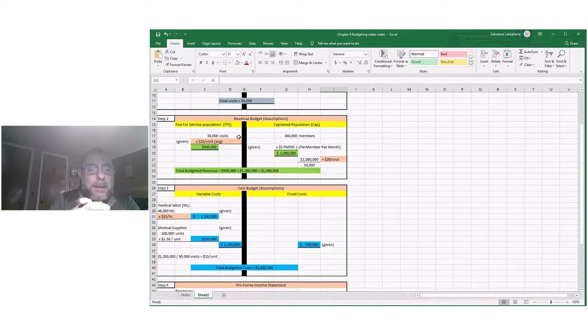If you look at the fee for service, you'll notice it's got 36,000 projected visits for next year. And they're telling us that we basically average about $25 per visit in revenue, sometimes a little higher, sometimes a little lower. That's what makes it an average. So that's $900,000 in projected revenue from that type of revenue.